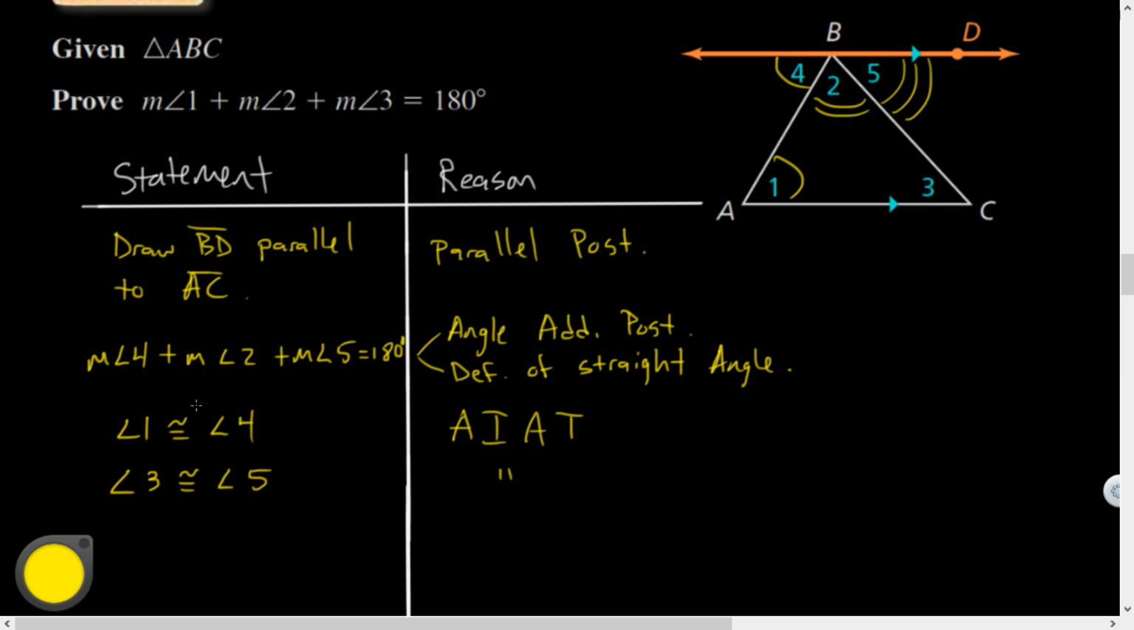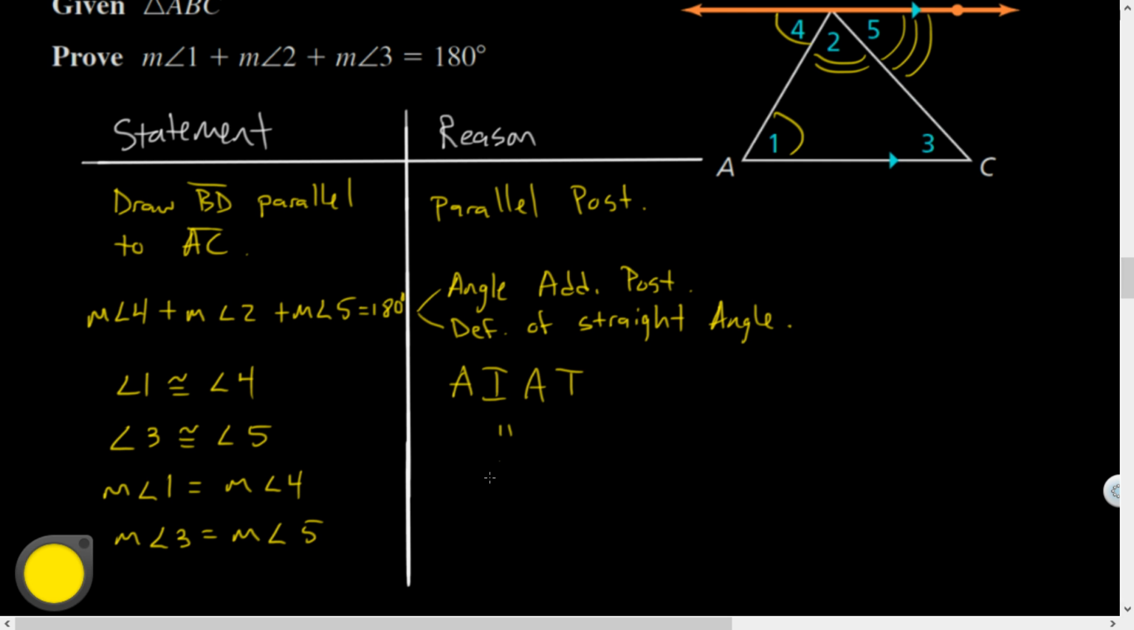Now, if the angles are congruent, I'm saying that their measures are equal. Now, who's our best friend that tells us that is true? Def of congruent. Def of congruent. All right? If the angles are congruent, the measures are equal. And that's also true backwards. If the measures are equal, then the angles are congruent. Okay. Now check this.